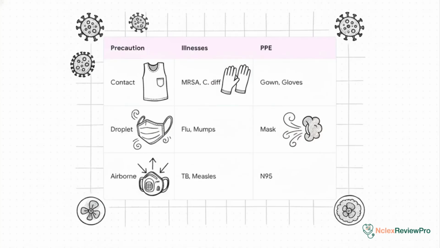To bring this all together into one clear picture, let's just review these precautions at a single glance. Contact means gowns and gloves for bugs like MRSA and C. diff. Droplet means a surgical mask within 3 feet for things like the flu and meningitis. And airborne requires an N95 and a negative pressure room for TB, measles, and varicella. Seriously, lock this table into your memory.